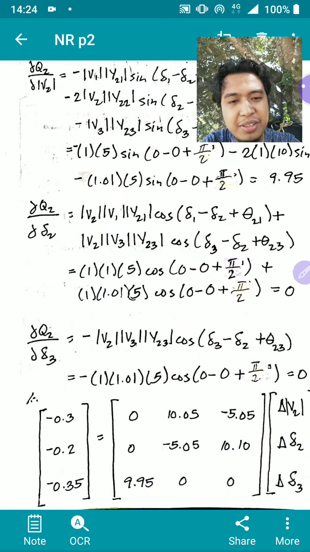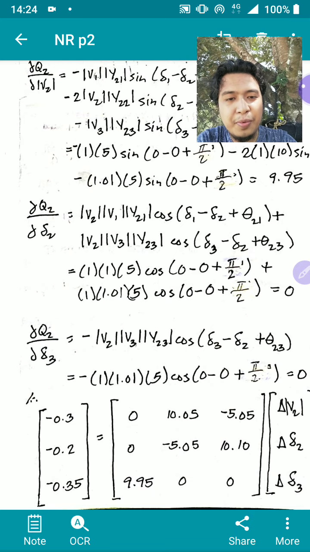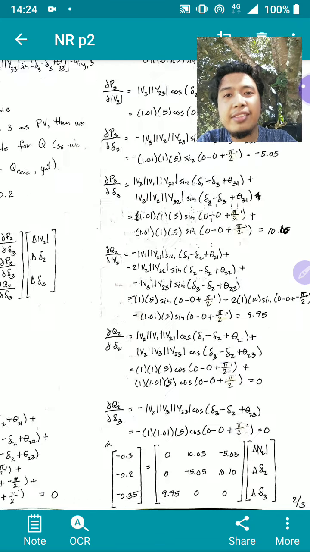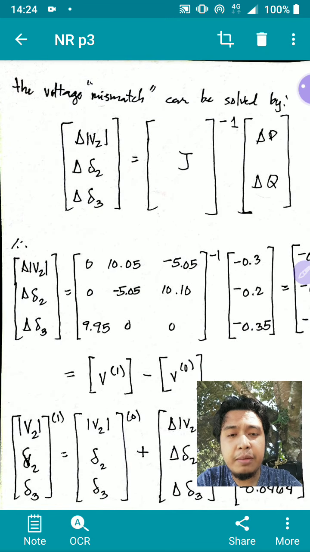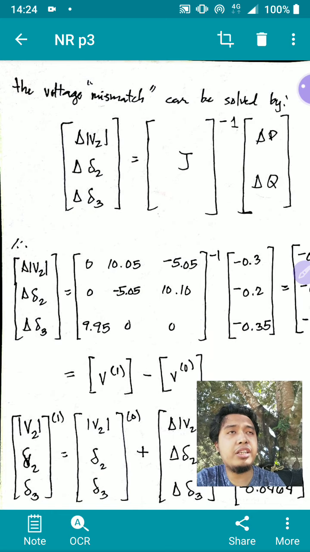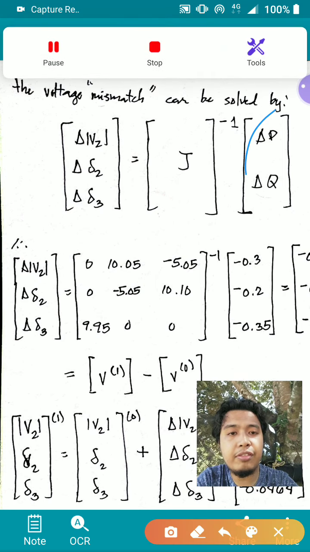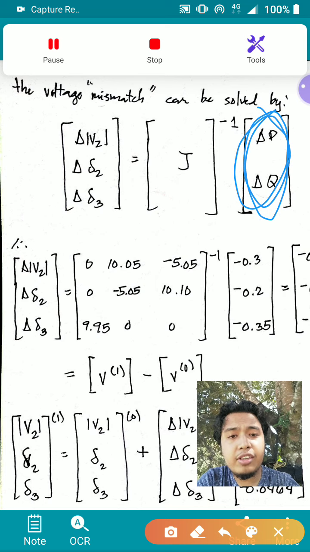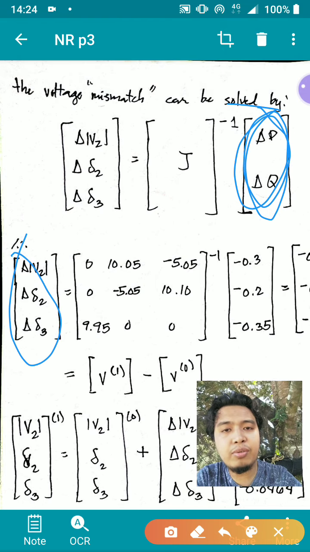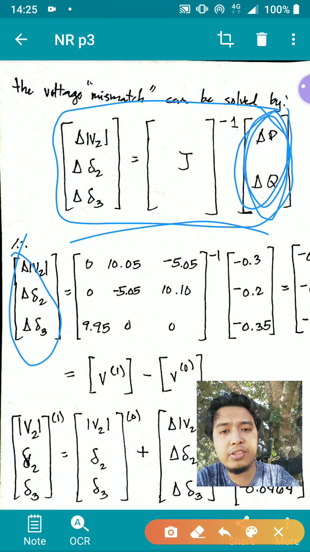As you can see, you now have values for delta P and delta Q and the Jacobian matrix. So we can actually solve for the delta V's. What's interesting here is that the delta V's is the difference of the voltage that causes this difference in power. If I get delta V using this equation, it's basically the inverse of the Jacobian times the power mismatch matrix.